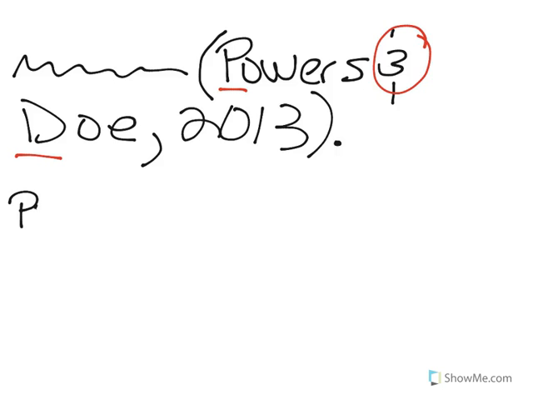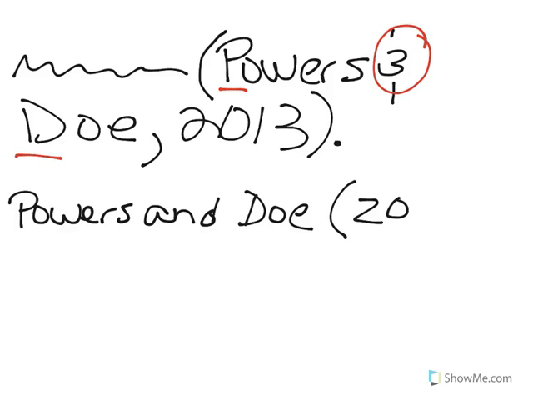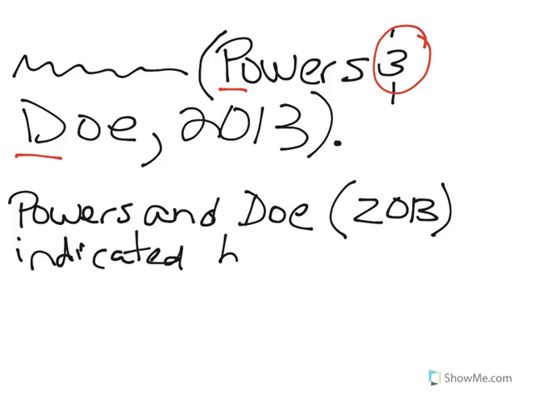So you may say Powers and Doe, and then in parentheses 2013, indicated blah blah blah, whatever it is, period. Now, the other thing that you're going to need to know is if you are citing something that is a direct quote. In APA, you always have to include the page number for direct quotes.